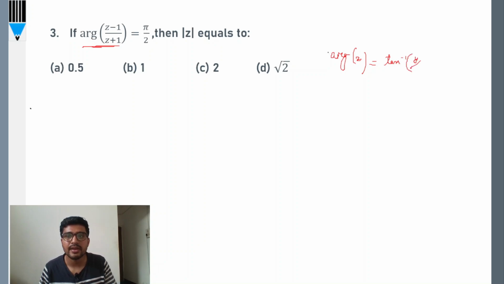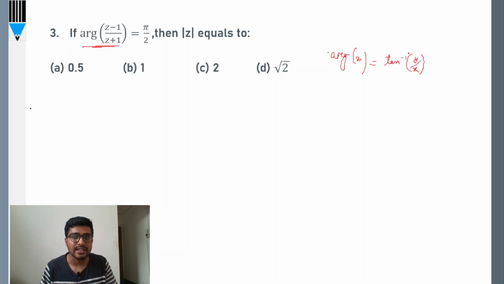y by x, where y and x... as we discussed, z equals x plus iy, so tan inverse of y by x is the argument of z. In this case, the argument of (z minus 1) by (z plus 1) is tan inverse of the imaginary part of this divided by the real part of this.